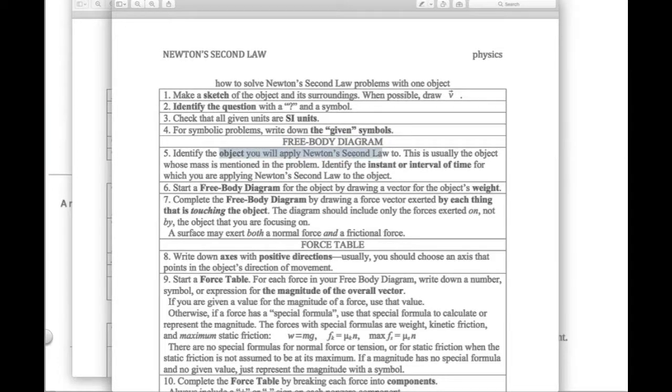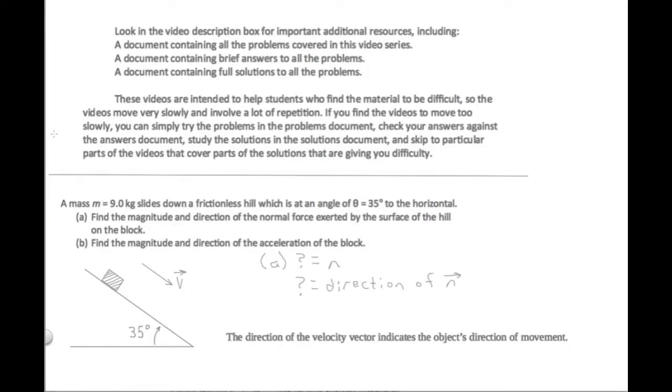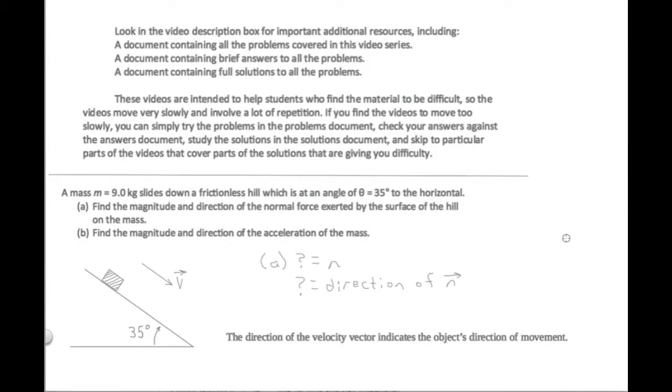Identify the object we're going to apply Newton's second law to. Usually that's the object whose mass was mentioned, and the object here whose mass was mentioned is just called the mass. Oh, actually, let's see, is there an inconsistency in how I wrote the question here? Okay, well, I fixed that inconsistency. Now all the parts of the problem refer to the object as a mass. So the object that we're going to focus on is that mass during the interval of time that it is sliding down the hill.